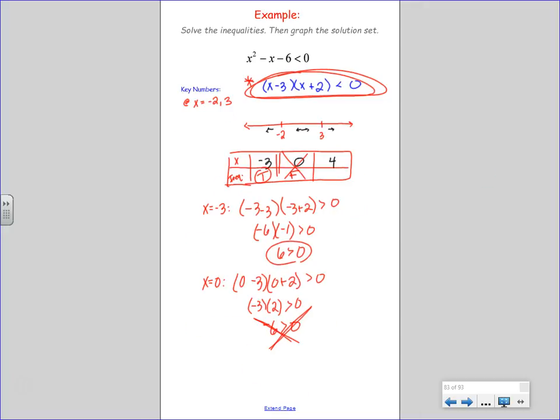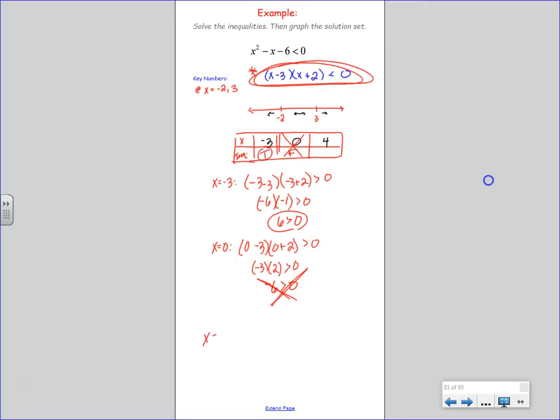Okay, we can go one more interval. We can go to x equals 4, plug and chug. 4 minus 3 times 4 plus 2 greater than 0. 1 times 6 greater than 0, 6 greater than 0. Is that true? Yeah. Mark it true.